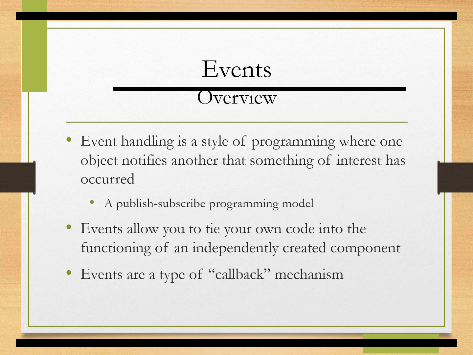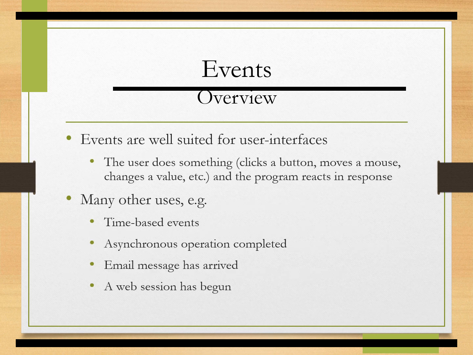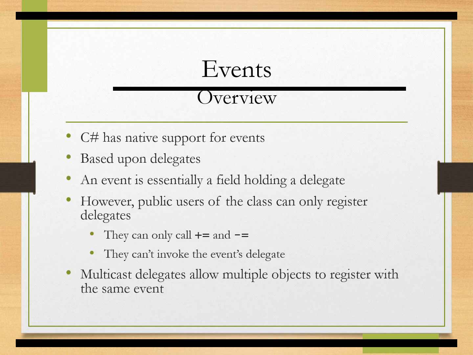Just see events. What are events? Event handling is a style of programming where one object notifies another that something happened. An event is a callback mechanism that lets a component function independently. Examples are a timer event, an asynchronous operation completed, an email message arrived, a web page has been loaded. In the overview of events, C# has native support for events based upon delegates. You use plus or minus to subscribe, or invoke the delegate.